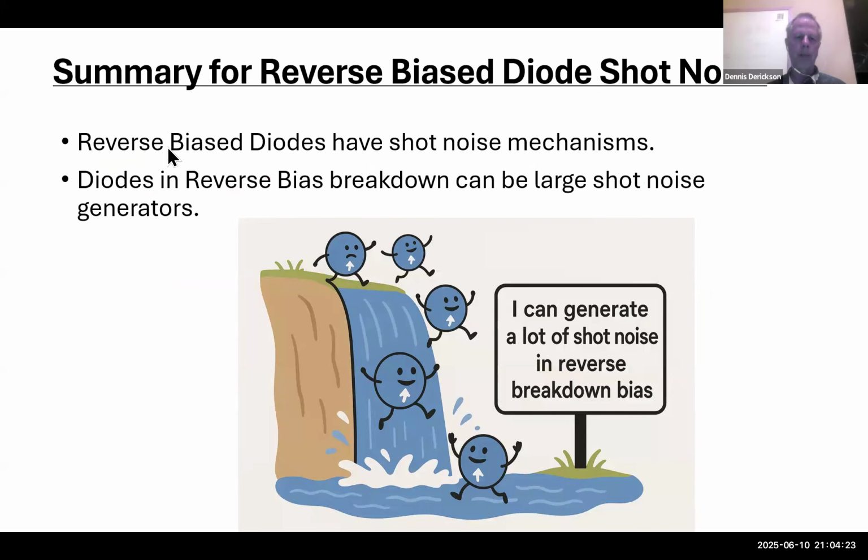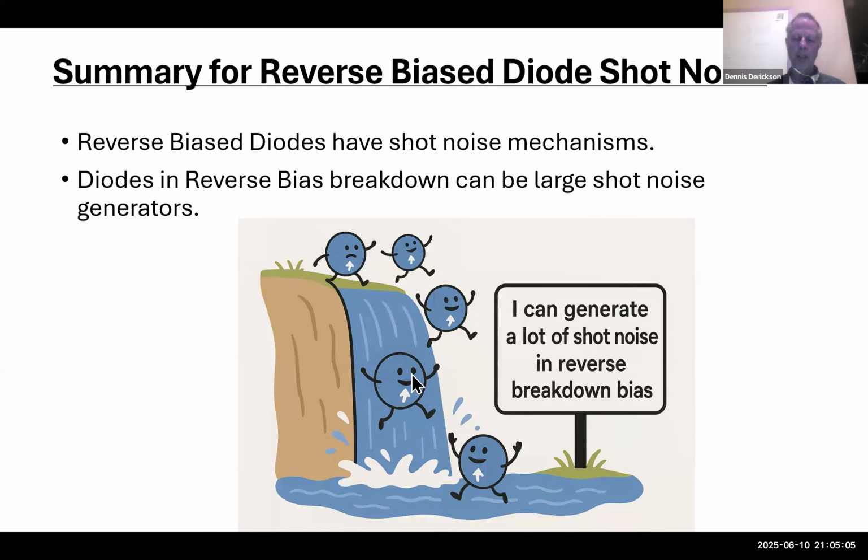So, summary: reverse bias diodes have shot noise mechanisms, especially in reverse bias breakdown. There can be very large shot noise generation, both in the Zener mode and the avalanche mode. Here is an illustration of minority carrier electrons falling down the waterfall, which is the large potential barrier between the P and N material. This would be the P material right here, and this would be the N material right here. This water on the bottom would be a large reservoir of electrons, and the electrons are jumping down the waterfall and landing in the majority carrier N material right here.